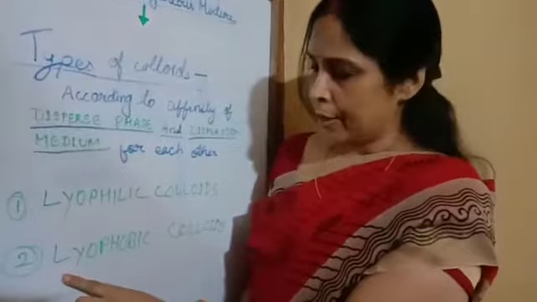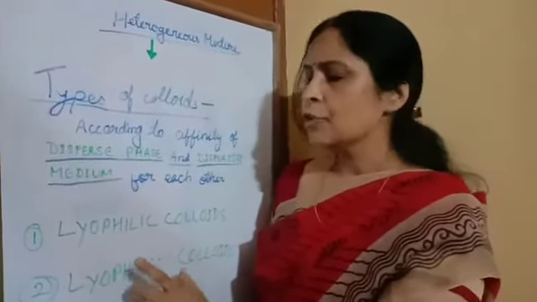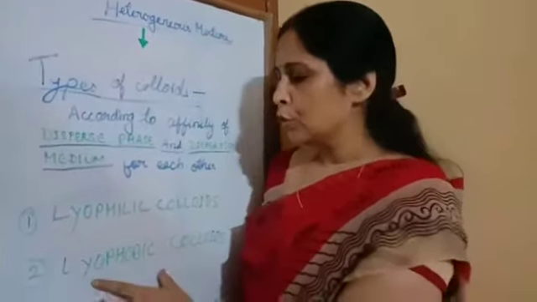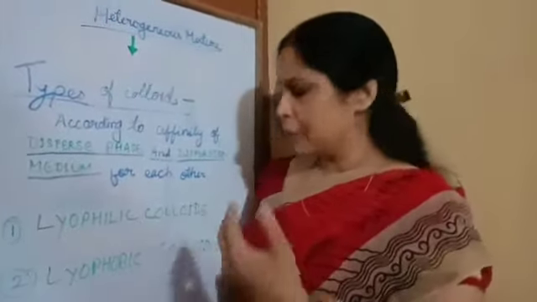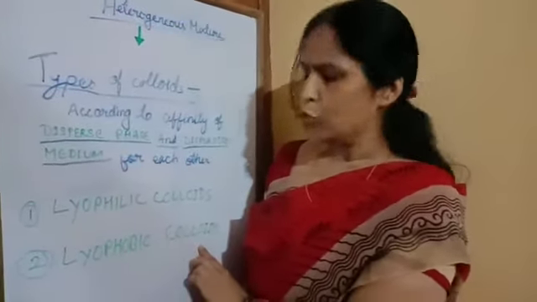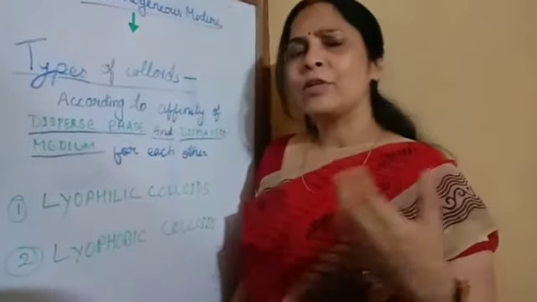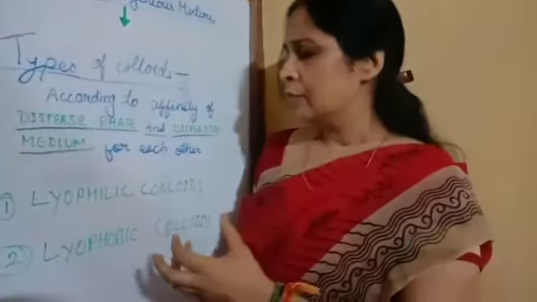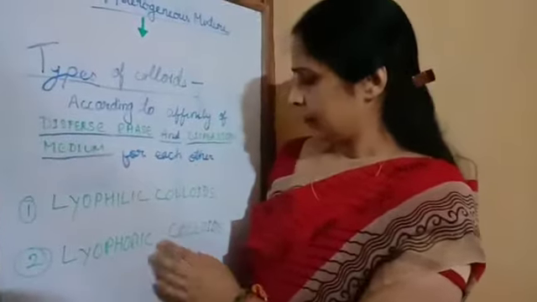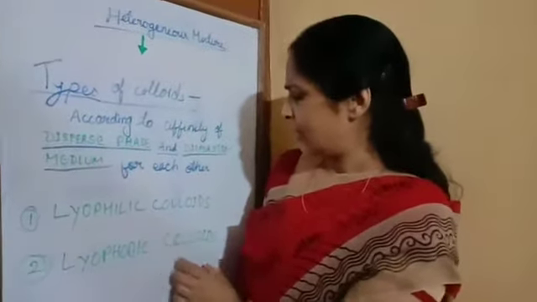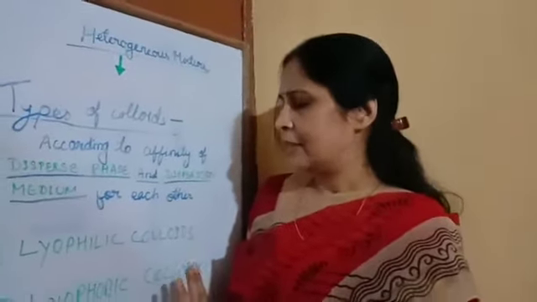Now lyophobic colloid. Lyophobic colloids, we say, are solvent hating colloids, those colloids which do not convert directly into colloidal state. For example, we take metals or metal hydroxides, metal sulfides. When we add them into water, they do not convert directly into colloidal state. They take time to convert into colloidal state.